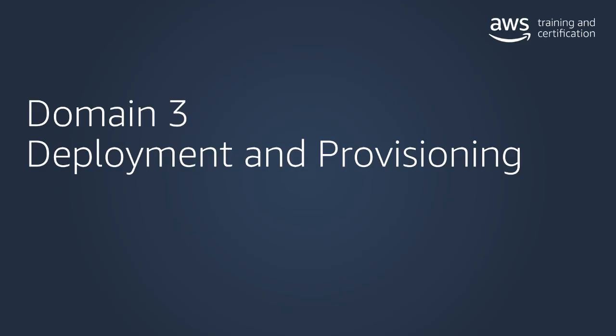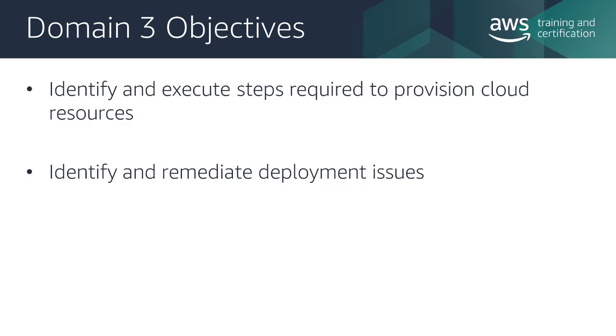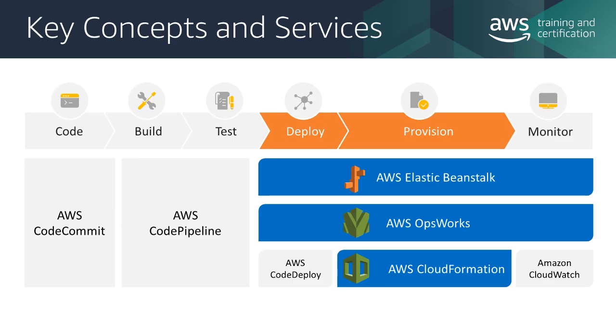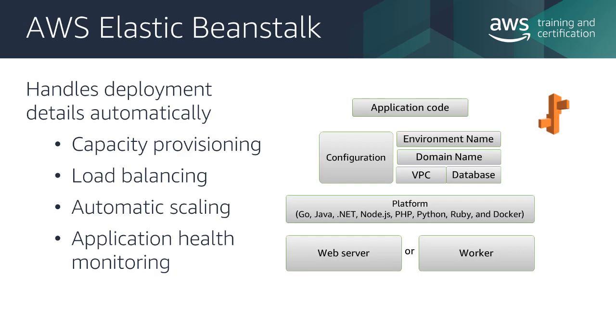Next, domain number 3, deployment and provisioning. For this module, we're looking at identifying and executing the steps that are required to provision cloud resources, also identify and remediate deployment issues that come up with automation. There are 3 major services that you deal with when you're talking about automating deployment. You're talking about Elastic Beanstalk, AWS OpsWorks, CloudFormation. You need to understand where each one of these are the best choice for your particular business need. And we start at the beginning with Elastic Beanstalk.